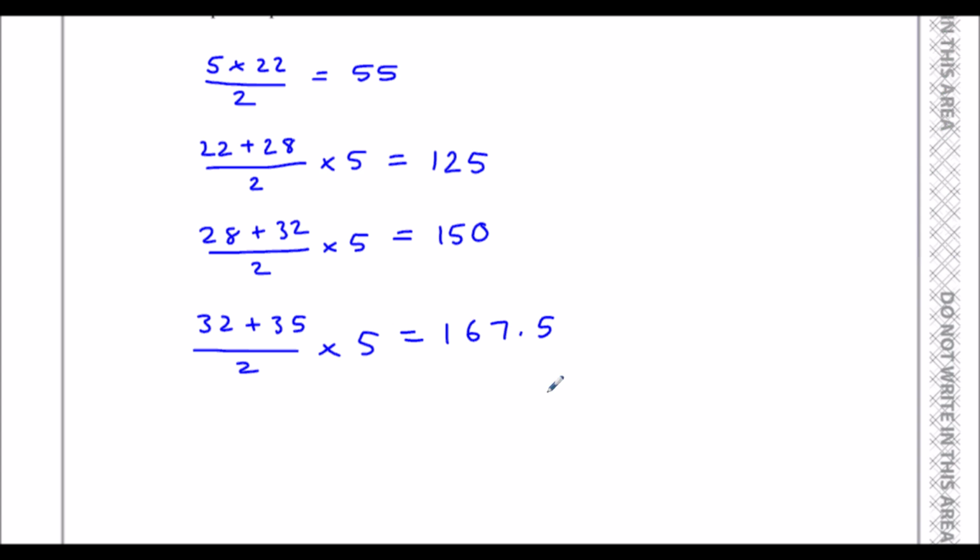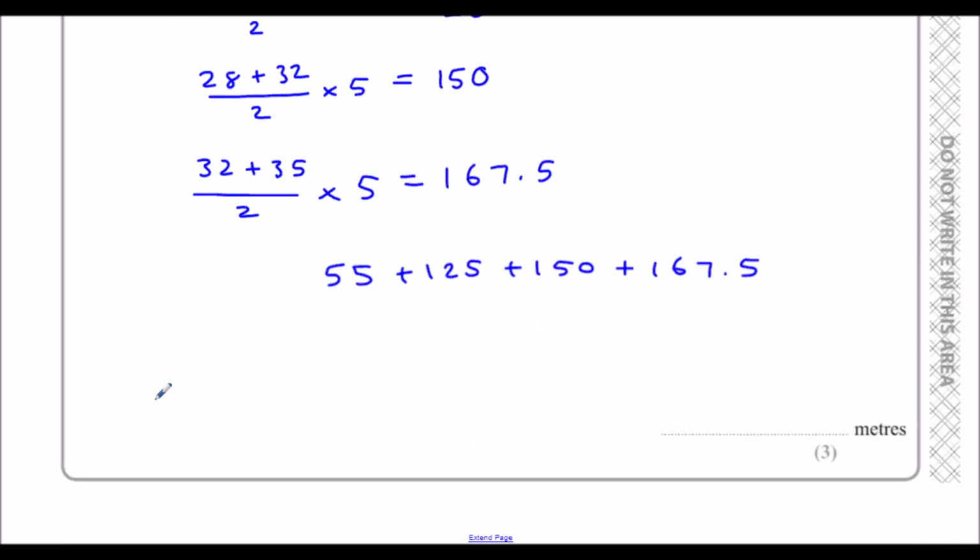So we just need to add these up. So 55 plus 125 plus 150 plus 167.5. And that's our total area, our total distance, and it's 497.5 meters.